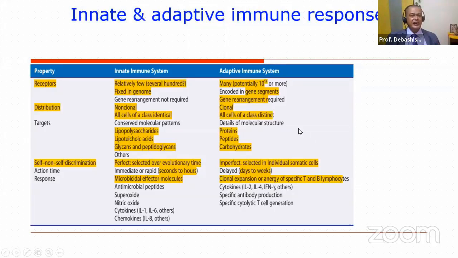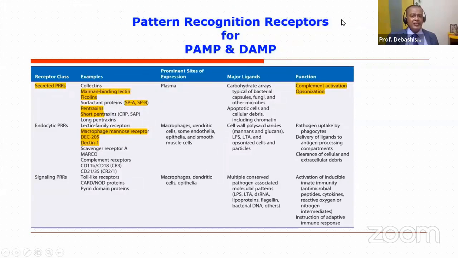So pattern recognition receptors are therefore for pathogen associated molecular patterns and damage or danger associated molecular patterns. This is very important. There are different types of pattern recognition receptors for innate immunity. There are secreted PRRs, there are endocytic PRRs, there are signaling PRRs. The secreted ones act by complement activation and opsonization, whereas endocytic and signaling PRRs act by uptake by phagocytes or by inducible innate immunity.